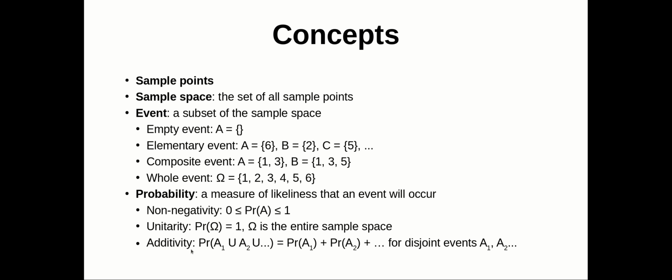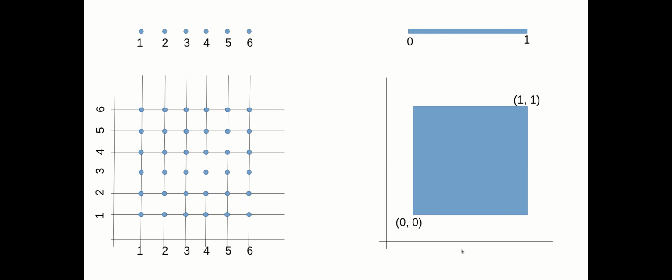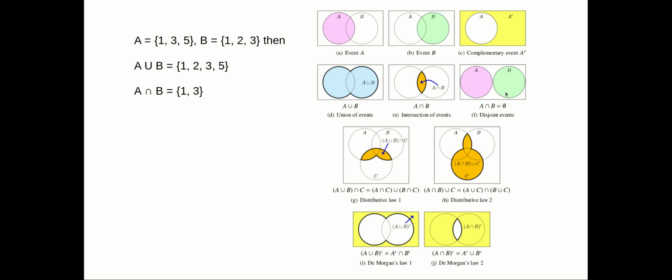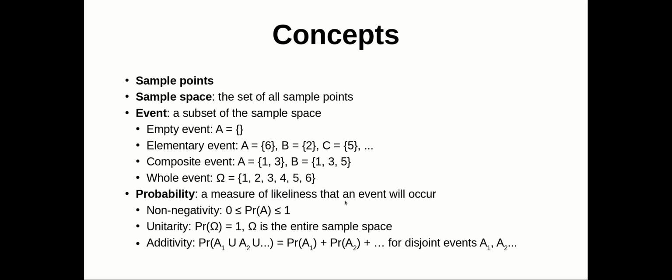And additivity. The probability of event A1 union event A2 union event A3, and so on, should equal the probability of A1 plus the probability of A2 plus the probability of A3, and so on, if all those events are disjoint. This is based upon the assumption that events are disjoint, so they have no overlap. If there is overlap, we have to subtract the intersections. So these three are basically just the axioms of probabilities.